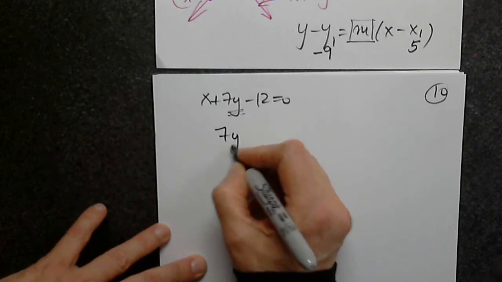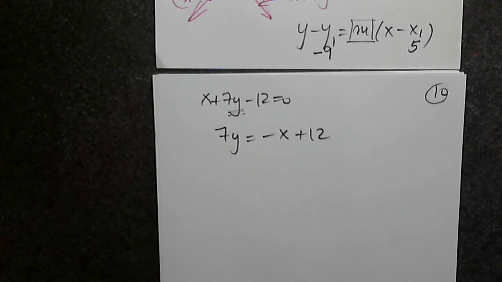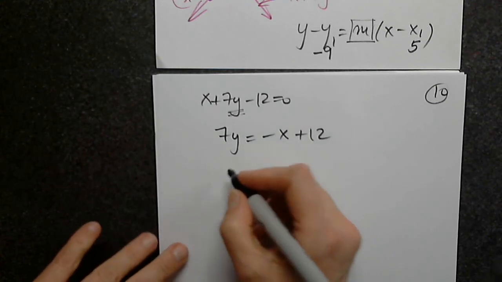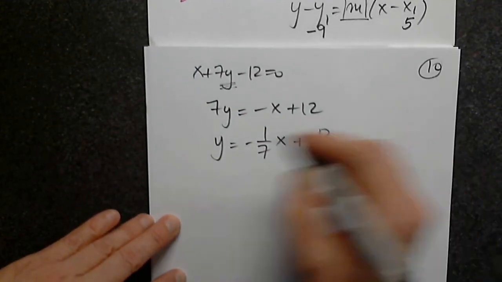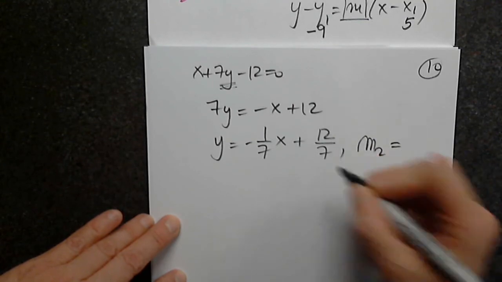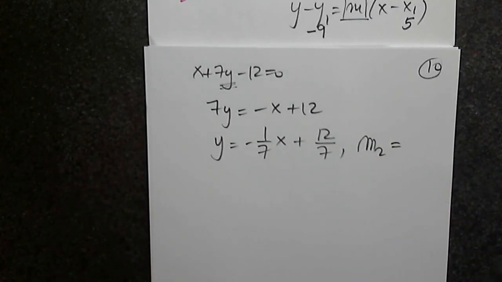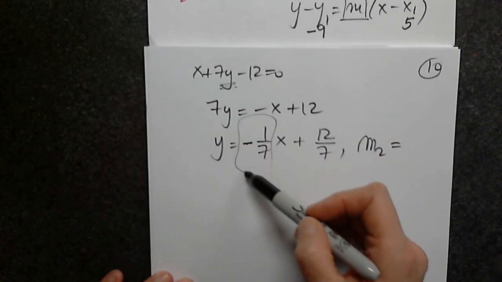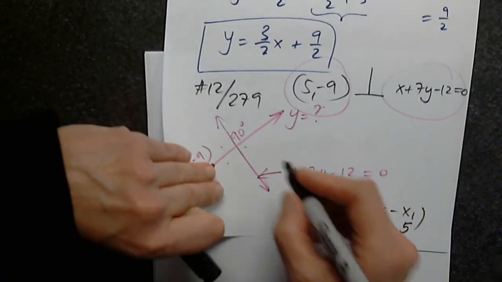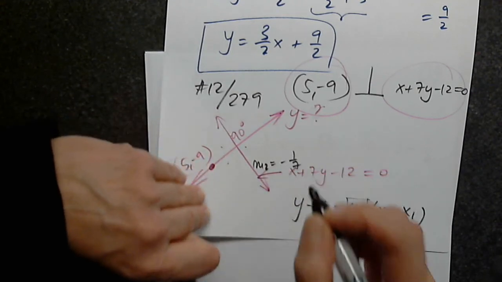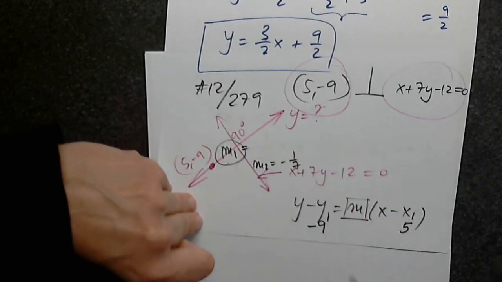Yes. Excellent. 7y equals negative x plus 12. I always keep it in descending order. It's very important to have it in descending order. Okay, so then, excellent. So y equals negative 1 over 7 x plus 12 over 7. So let's call this slope m2, the second line. Can anyone identify the slope of this second line? The slope of this line is negative 1/7 right here. So now the question is, I need to find m1.